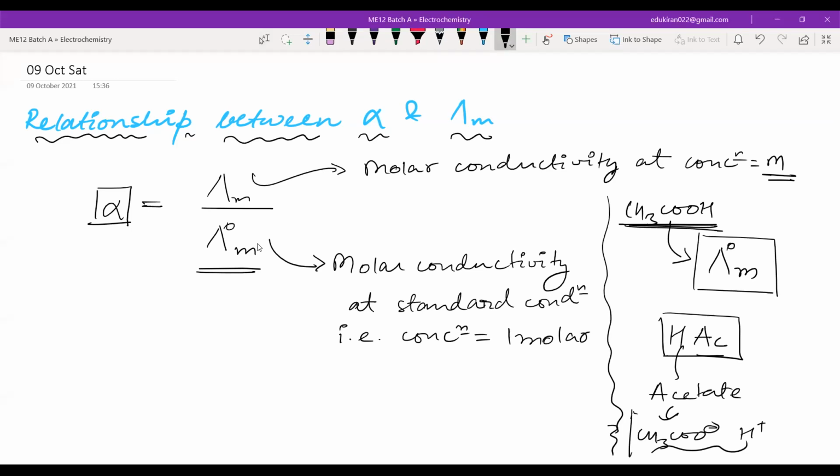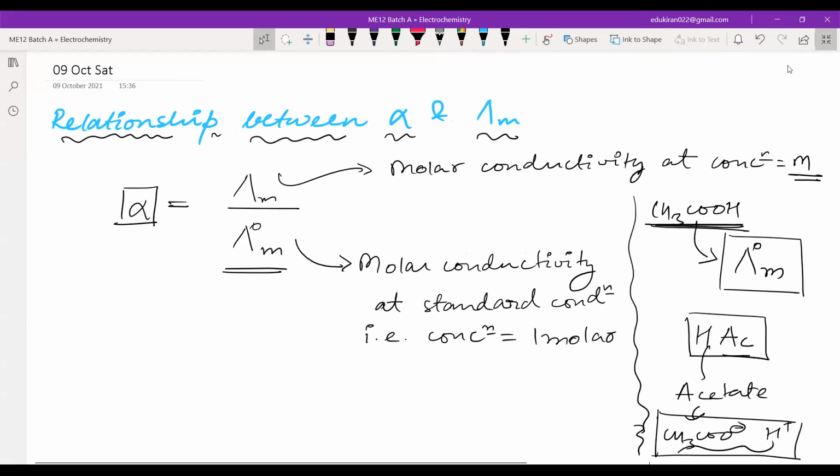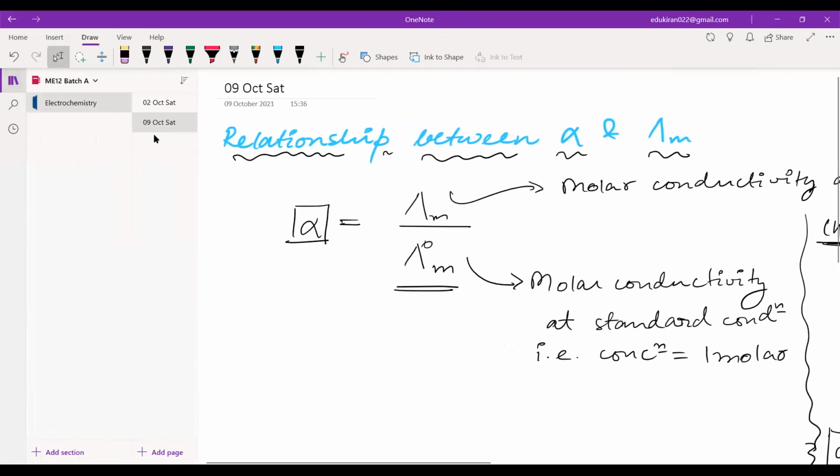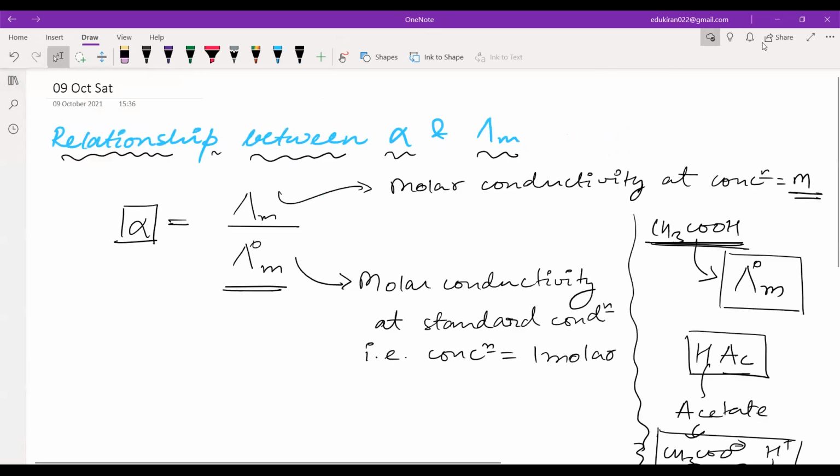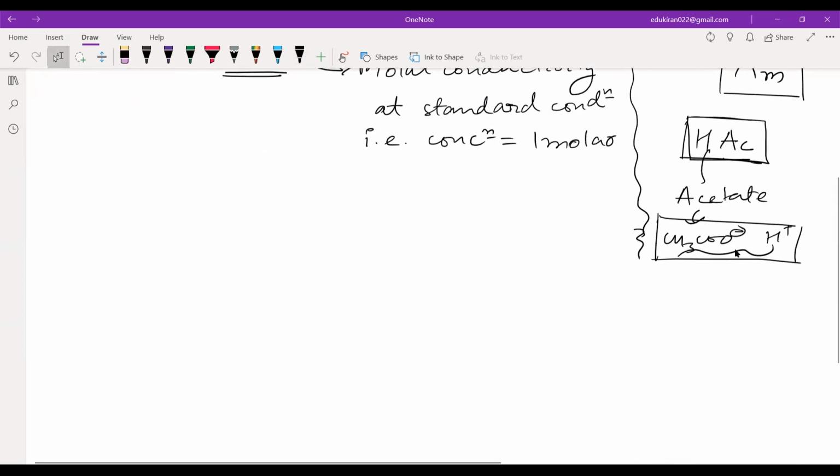We calculated the lambda naught m for CH3COOH in the last example. I don't have this in OneNote, because I didn't teach you in OneNote on Wednesday. I taught you over Zoom only, that's why it is not saved. But I remember we did some example of lambda naught m. Sir, we did one question: calculate lambda naught m for HAc. HAc, na? Okay.